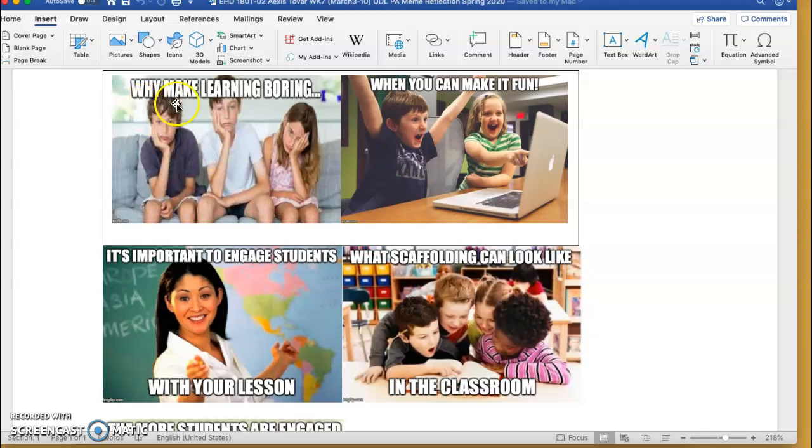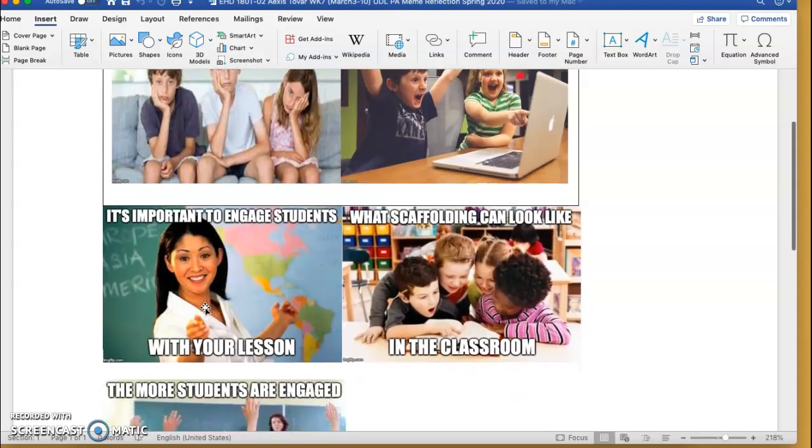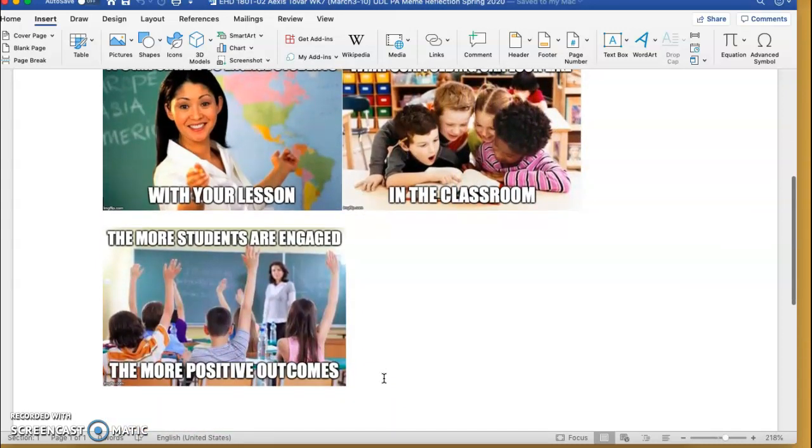It was like, why make learning boring when you can make it fun? It is important to engage students with your lesson. What scaffolding can look like in the classroom. And it's like these students working together, and then the more students are engaged, the more positive outcomes.